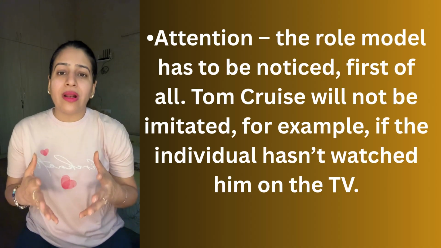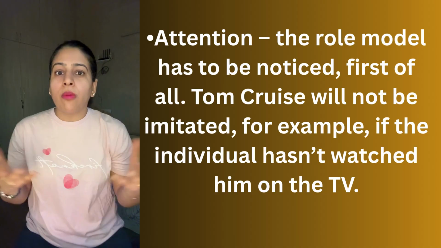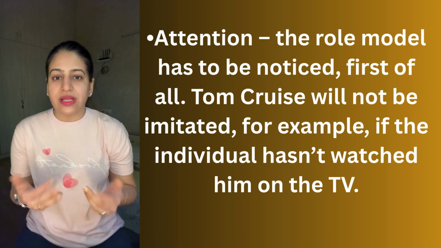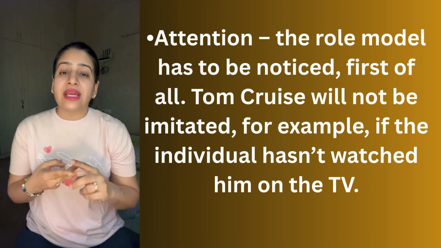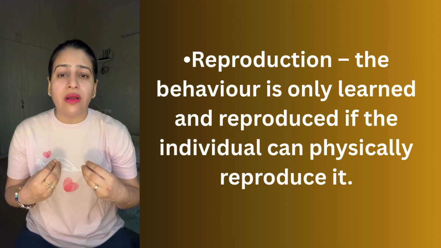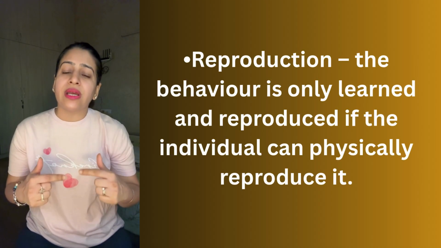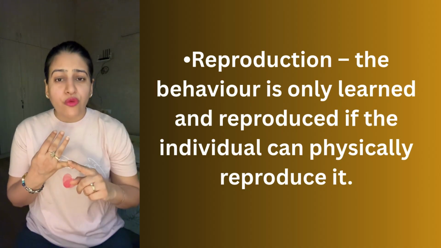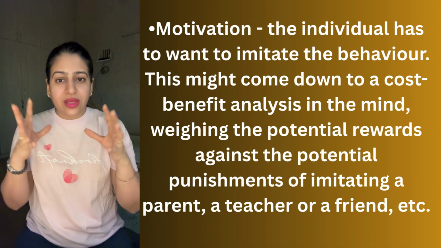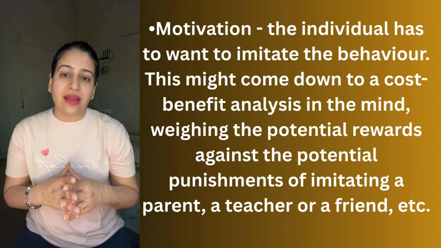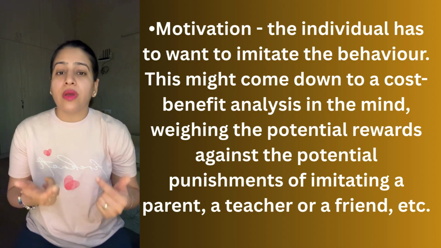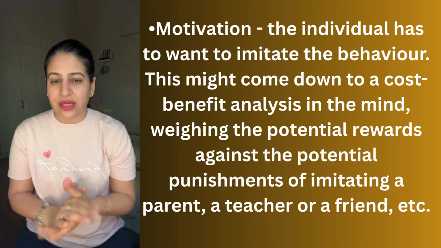Attention: the role model has to be noticed, first of all. Tom Cruise will not be imitated, for example, if the individual hasn't watched him on TV. Obviously, we need to see them on TV to imitate. Second, retention: the behavior has to be remembered. Third, reproduction: the behavior is only learned and reproduced if the individual can physically reproduce it. Fourth, motivation: the individual has to want to imitate the behavior. This might come down to cost-benefit analysis in the mind, weighing the potential rewards against the potential punishments of imitating a parent, a teacher, a friend, etc.